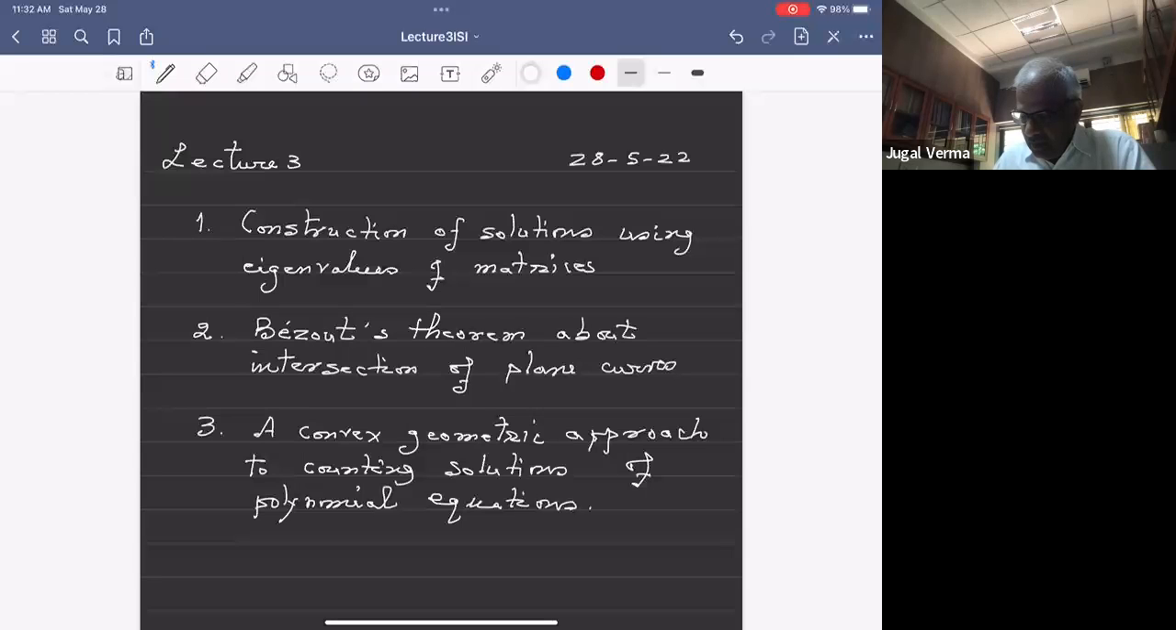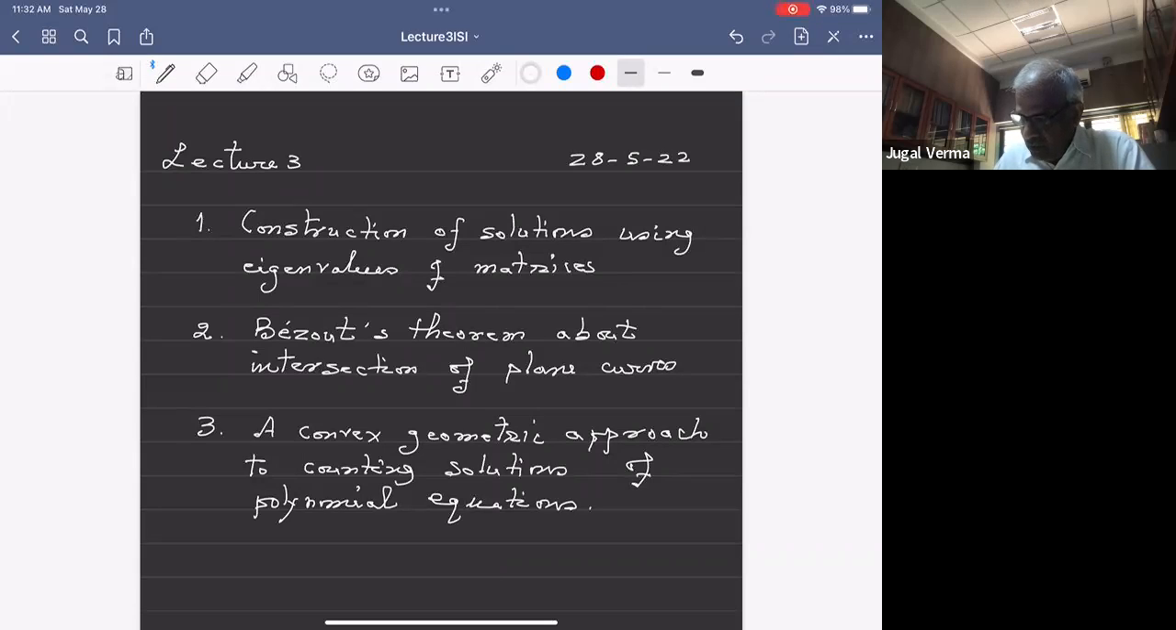explain the construction of solutions using eigenvalues of matrices. And then I will discuss a classical theorem of Bezout, which talks about intersections of plane algebraic curves.